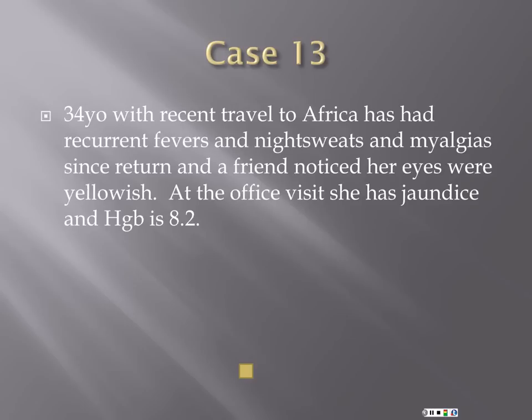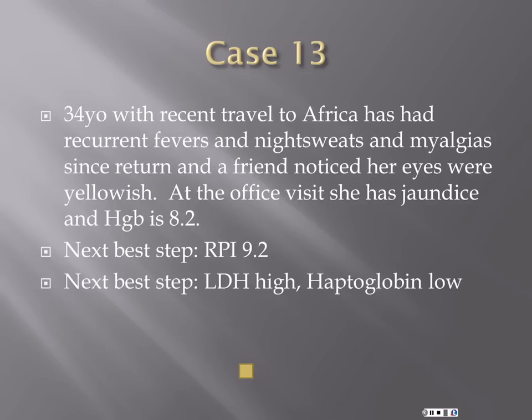A 34-year-old, recent travel to Africa, has recurrent fevers and night sweats and myalgia since returning. So what's the red flag on this question so far? Well, Africa, but fever, right? So fever with these cell abnormalities. Friends noticed her eyes were yellowish. At the office visit, she has jaundice and her hemoglobin is 8.2. What's the next best test? RPI is 9.2. What's the next best test? LDH is high, haptoglobin is low. What's the next best test?